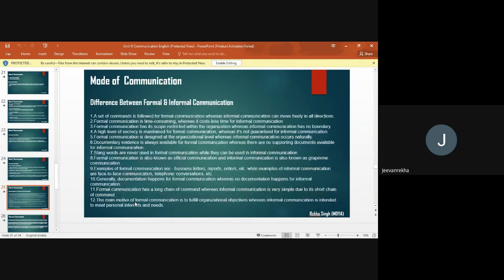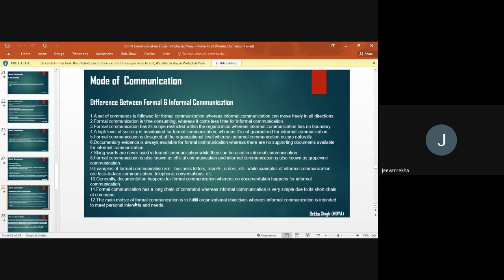Next, mode of communication: difference between formal and informal communication. Now we'll talk about the difference between informal and formal communication. A set of commands is followed for formal communication, whereas informal communication can move freely in all directions. It means in formal communication, you have to be disciplined. You have to be on point. You will not talk much about a particular topic, particular information and particular person. In formal communication, you have to be in a disciplined way, right?